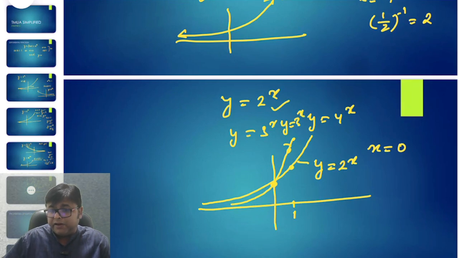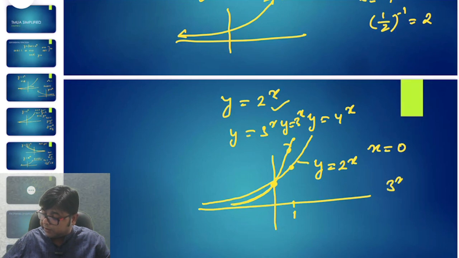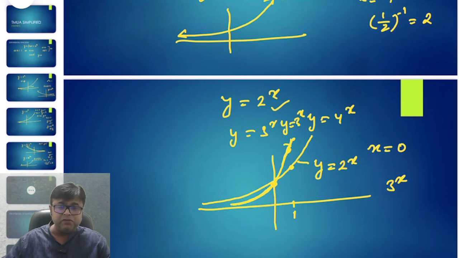So these differences you should know how to create, right? The graph of 3 to the power x will be above on the right-hand side, that is when x is positive, and will be below 2 to the power x when x is negative. So for negative values, it will give me smaller values, and for positive values, it will give me higher values. So this is something which we have to understand, right?